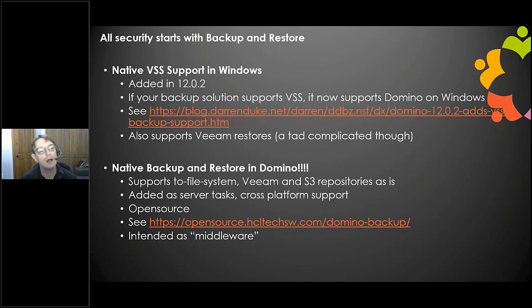But the good news is, starting in 12.0.2, and this goes back to right when HCL took over development and ownership, the shackles came off, and the development people at HCL started rolling out the features one after the other. This is one of them. Native VSS support in Windows was added in 12.0.2. If your backup solution supports VSS, then you now have a Domino supported backup system.